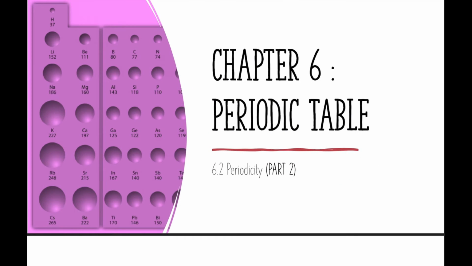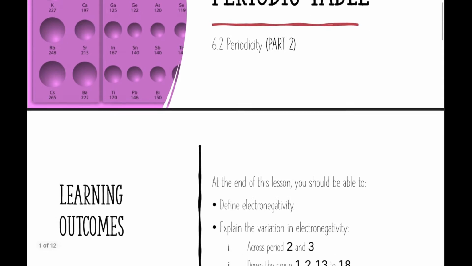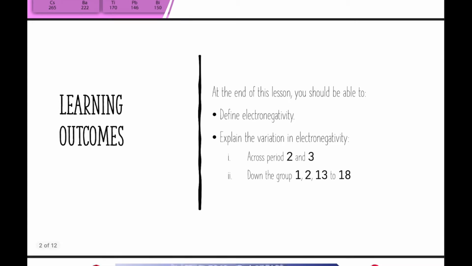Chapter 6, Periodic Table 6.2, Periodicity Part 2. At the end of this lesson, you should be able to define electronegativity and explain the variation in electronegativity across period 2 and 3, as well as down groups 1, 2, 13 to 18.